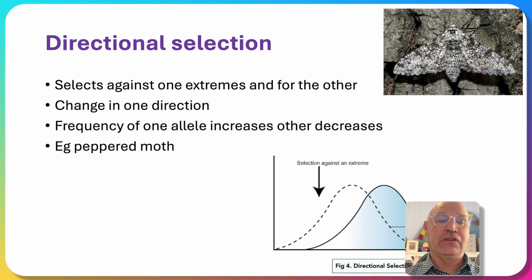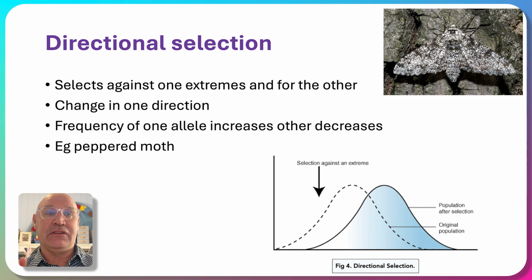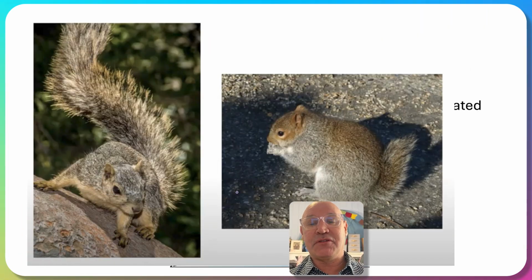Directional selection occurs when one of the extremes is selected against and one is selected for. So we see change in one direction. The frequency of one allele increases and the other decreases. An example of that is the peppered moth. So when there was the change in the environment such that the trees became darker in colour, well, the white moths were selected against and the darker coloured moths were selected for. So we saw a change in allele frequency moving towards that dark side. So that's directional selection. But there is also a third example.